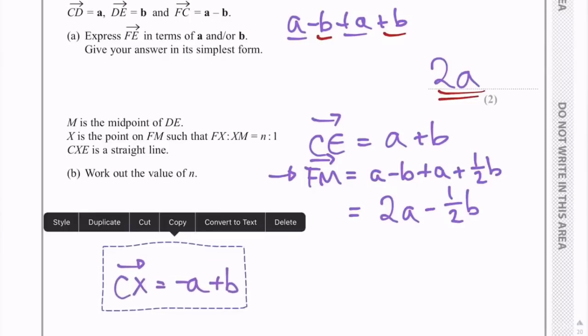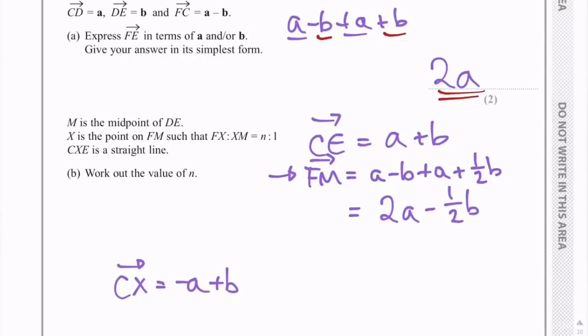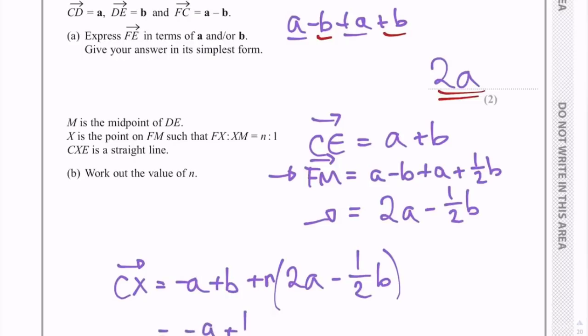There we go. Right, so let's add in n lots of this vector here that we've simplified down. So I'm going to add in n lots of 2a minus a half b. Okay, and that would get me from C to X. Right, so let's expand that out. We get minus a plus b plus 2an, times it by n, minus half b n.